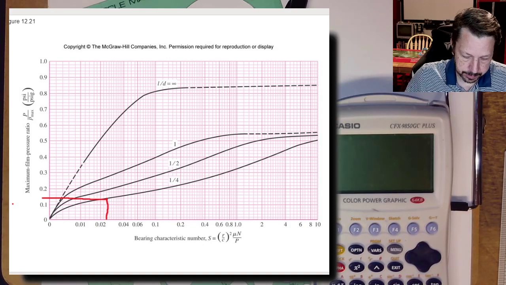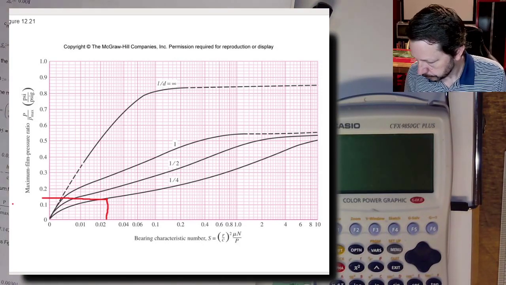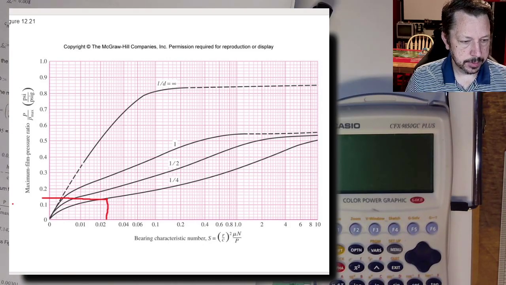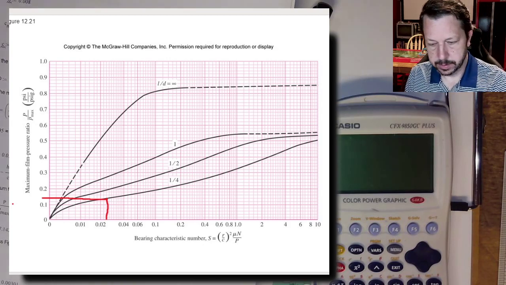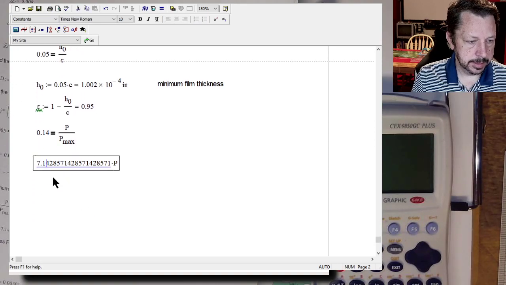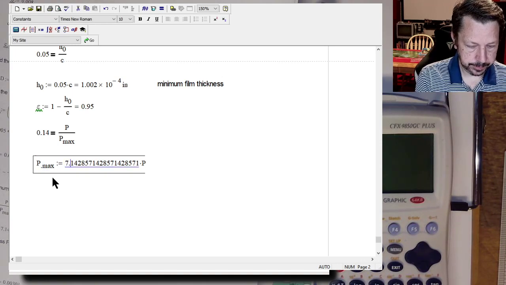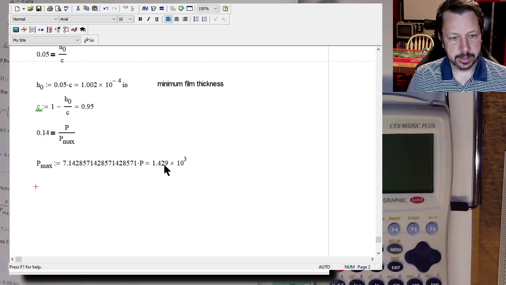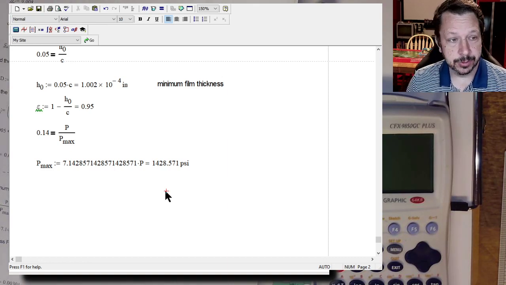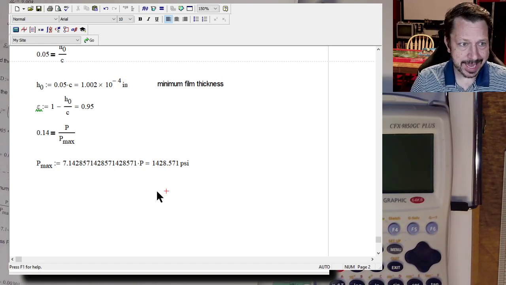So let's get this out of the way. 0.14 equals P over P max, and we will solve for P max. And then this thing equals P max. Let's put it in PSI. So 1400 PSI. Remember, the pressure we calculated was 200 PSI if everything was centered up and working somehow. It can't actually work when it's centered.